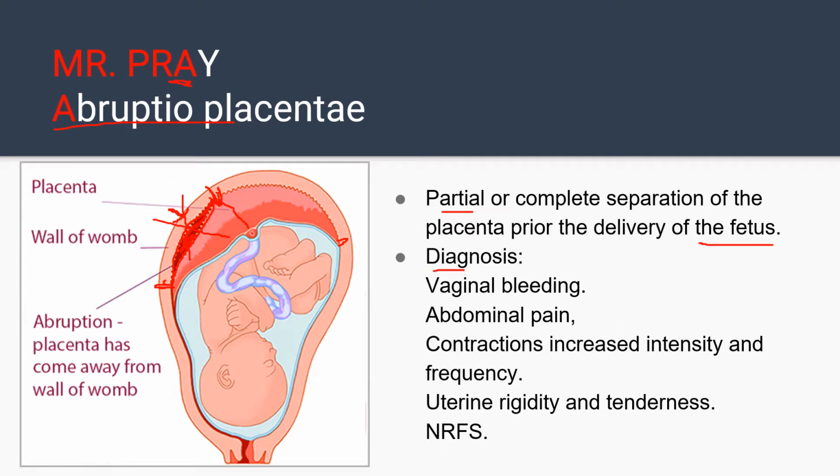The diagnosis: the patient can have PV bleeding, but not in all situations. We will see that. Importantly, the patient will have abdominal pain, uterine tenderness, contractions with increased intensity and frequency, and uterine rigidity and tenderness. And also non-reassuring fetal status, low fetal heart rate, or meconium. There are some important parameters that can show non-reassuring fetal status, and it's important because that makes a difference between this and the placenta previa.